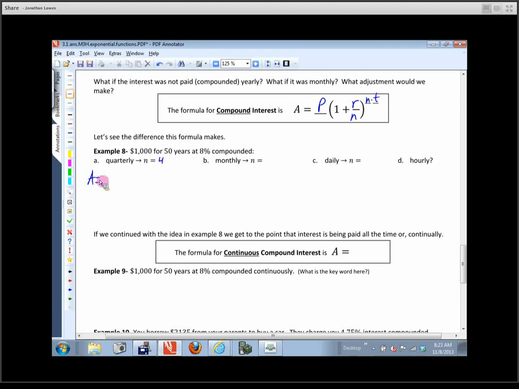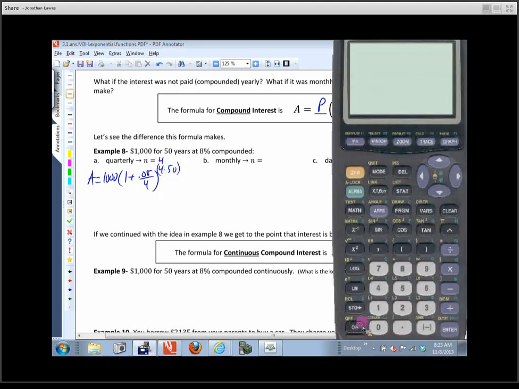So I get A equals 1,000, and then this is going to be 1 plus 0.08 over 4 raised to the 4 times 50. Now, I'm going to grab my calculator, and I'm going to type this in so we can see what the calculations are. So this is 1,000 parentheses 1 plus 0.08 divided by 4, and then I raise that to the 4 times 50. That exponent is 4 times 50. We got to put that in parentheses. So it's the whole exponent. $52,000.